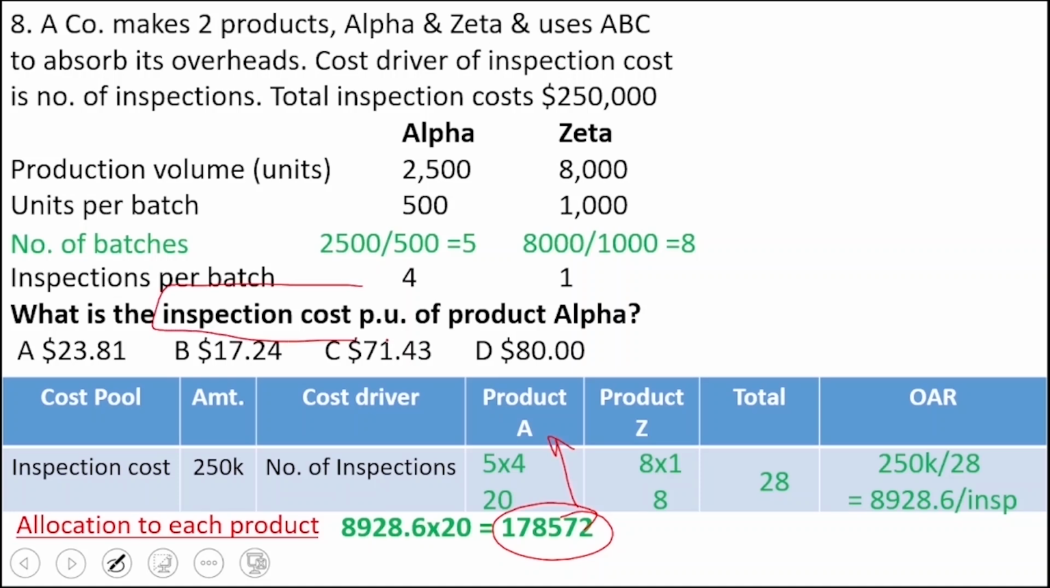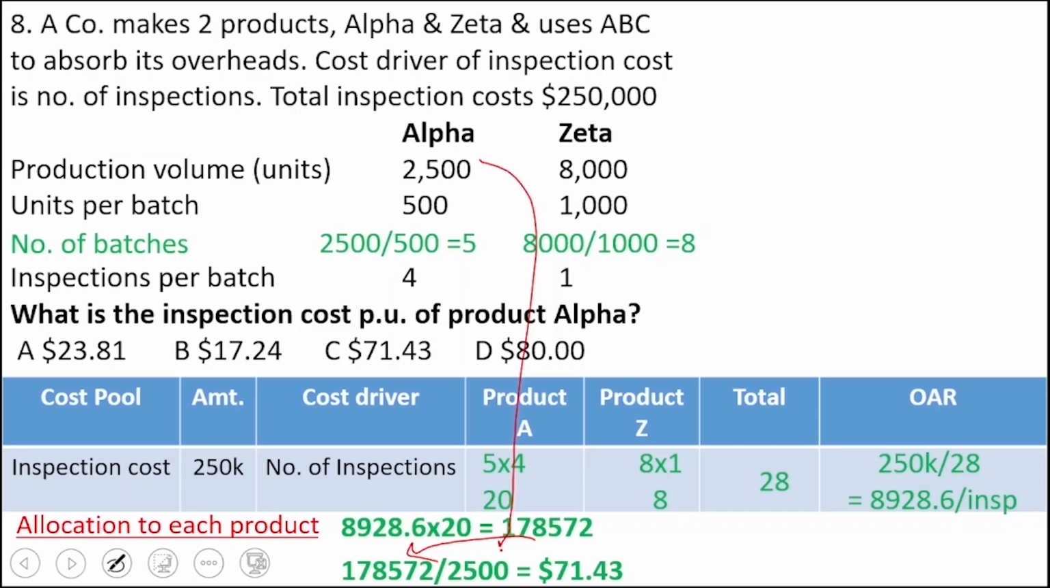But we are asked to find out the inspection cost per unit. So we have to divide it by the number of units. For alpha, the number of units is 2500. So the per unit inspection cost works out to 178,572, which is the total inspection cost, divided by 2500, which is the number of units of alpha. So per unit cost is 71.43. So the right answer is option C.